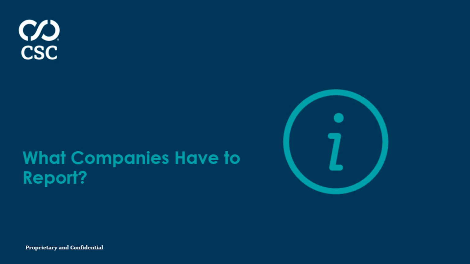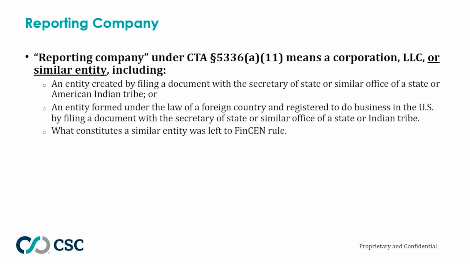Well, that's a high-level overview of the Corporate Transparency Act. Now let's take a closer look at what companies have to report under the Act. The Act applies to reporting companies. Now, a reporting company means, as it's defined by the Corporate Transparency Act and regulations, a corporation, limited liability company, or similar entity.